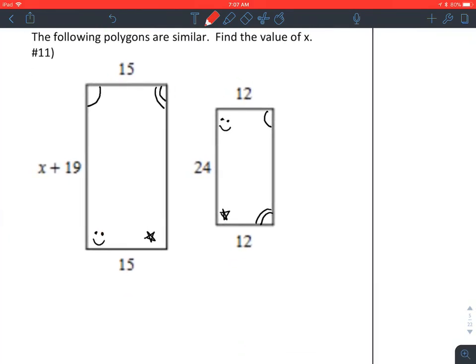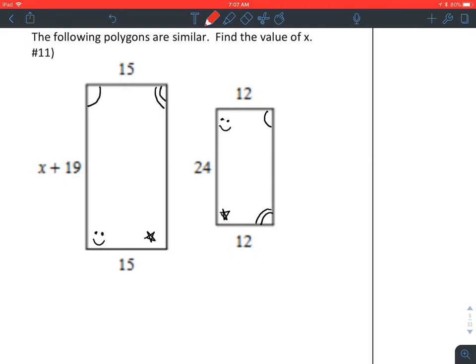Number 11. The following polygons are similar. Find the value of X. Do not assume this is a rectangle. It looks like a rectangle, but geometrically speaking, there is not enough information to conclude it's a rectangle. It's true the opposite sides are the same length. We have no reason to believe we have 90-degree angles.